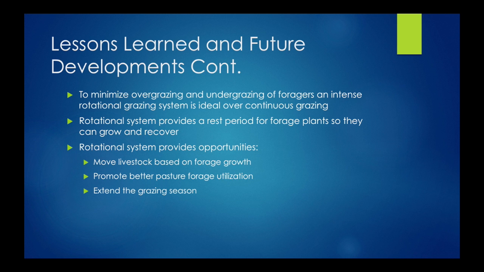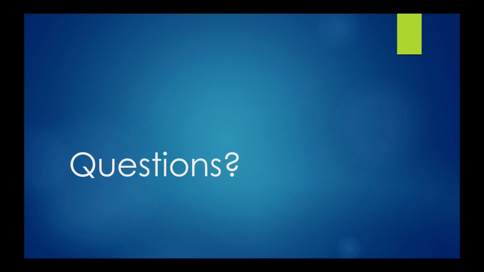This could help to lead to better pasture management and again, cutting costs over just letting them graze until the grass is dead. So the rotational system definitely provides a rest period for forage plants so they can grow and recover. This rotational system also provides opportunities for moving livestock based on forage growth, shifting them to an area of pasture that has more grass to allow an area with less grass to recover. Obviously, this promotes better pasture forage utilization, and it can extend the grazing season because all of the grass won't be killed off.